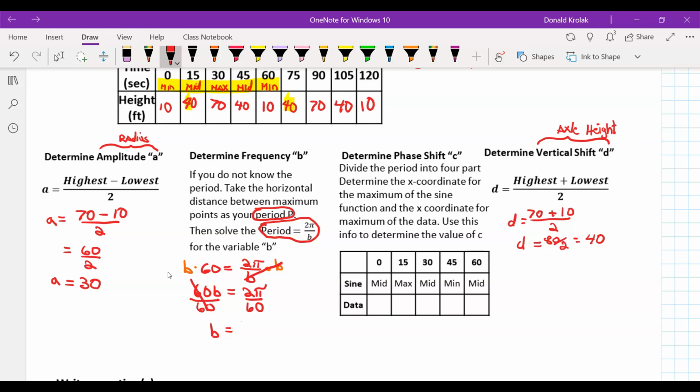What's pi? Say that again? We know that the period is 60. So b's not 60. Okay. Right here? Yeah. So I have to get b out of the denominator. So I multiply both sides by it. And then I divide by 60. I guess I'm not quite sure what you're asking. Are you sure? All right.